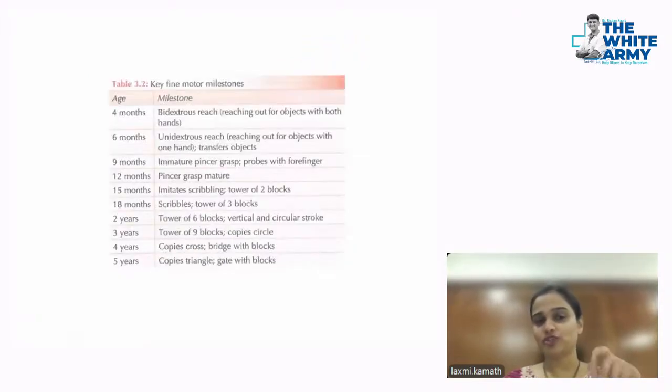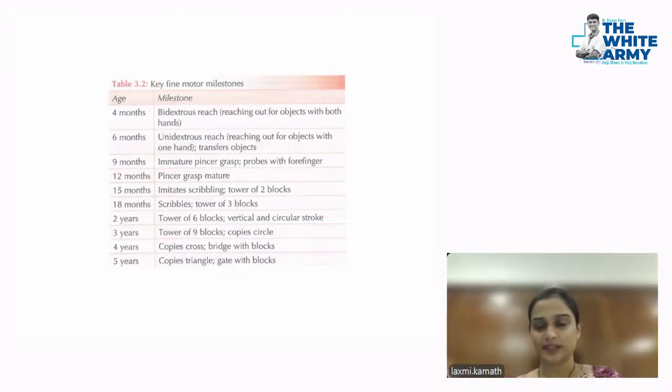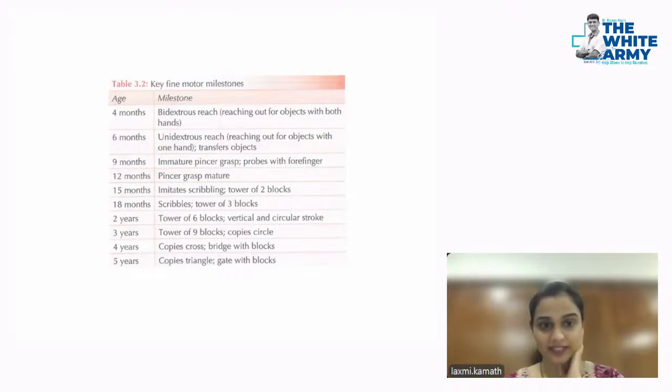And fine motor milestones, you just need to remember till 12 months. That is bidextrous approach by 4 months. By 6 months, unidextrous approach, that is using one hand, the child will take the object and then try to transfer it to the other hand. Then by 9 months, there is immature pincer grasp, and by 12 months, there is mature pincer grasp.